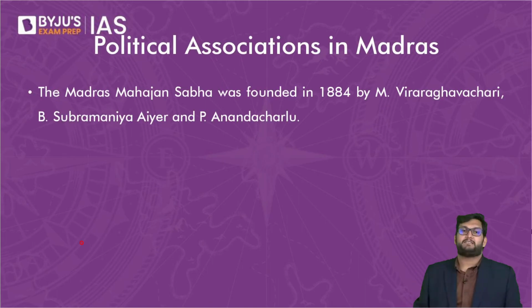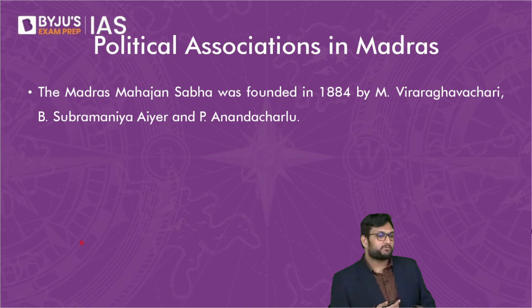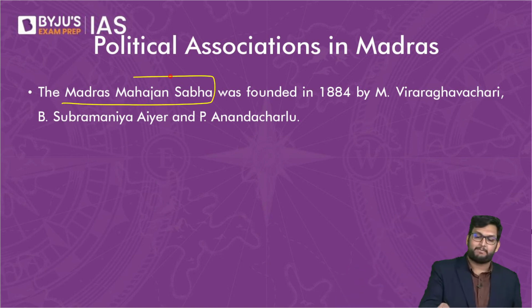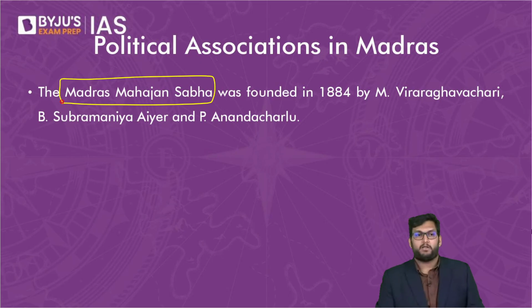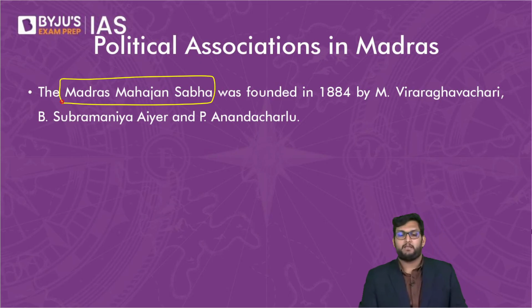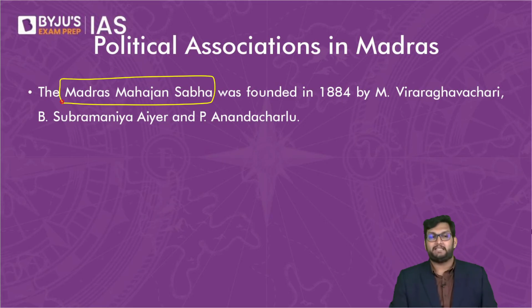Then one standard organization which comes out of Madras and which is called the Madras Mahajan Sabha. The Madras Mahajan Sabha, 1884, and this will be by M. Veeraraghavachari, G. Subramania Iyer and P. Anandacharlu. Now, very simply, what do you do with this information? Because thereafter we move to INC. What do you do with this information?